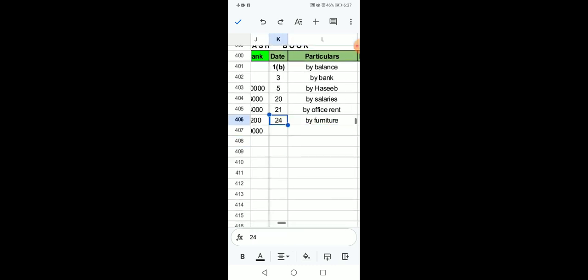But since the reference and date are the same, it was possible to write 14,000 on the same line. So you may erase 14,000 from here. Both amounts, 14,000 and 20,000, we can write in the same line.